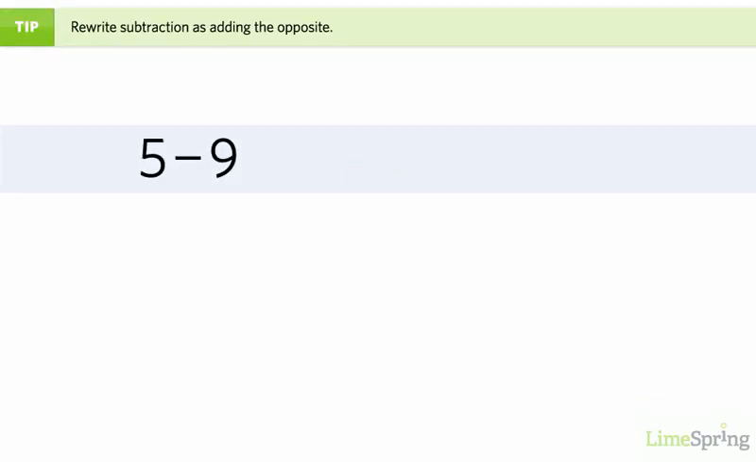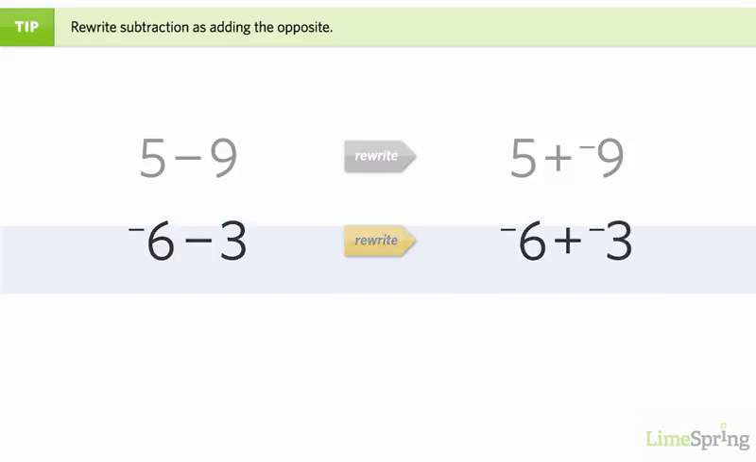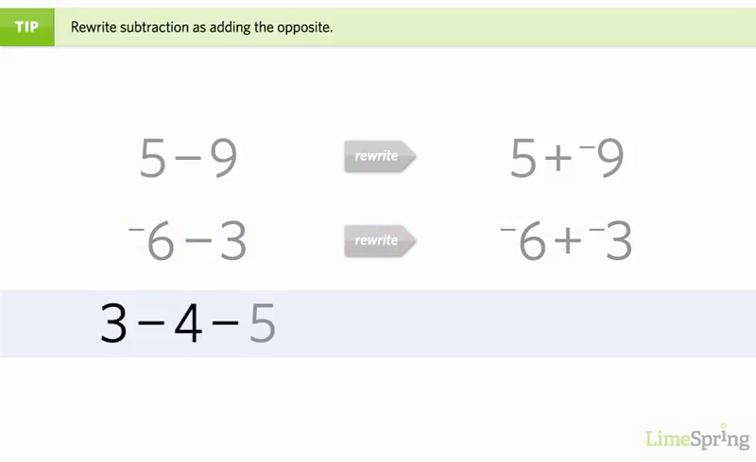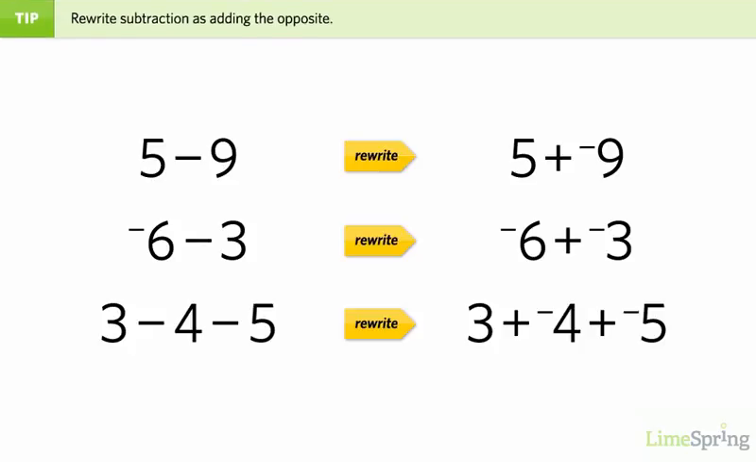5 minus 9 is a subtraction problem, so let's rewrite it as 5 plus -9. -6 minus 3 is a subtraction problem, so let's rewrite it as -6 plus -3. Finally, 3 minus 4 minus 5 is a longer subtraction problem, but the same idea applies. So let's rewrite it as 3 plus -4 plus -5. So why does this make things easier? Because now we can apply one of just 2 rules.